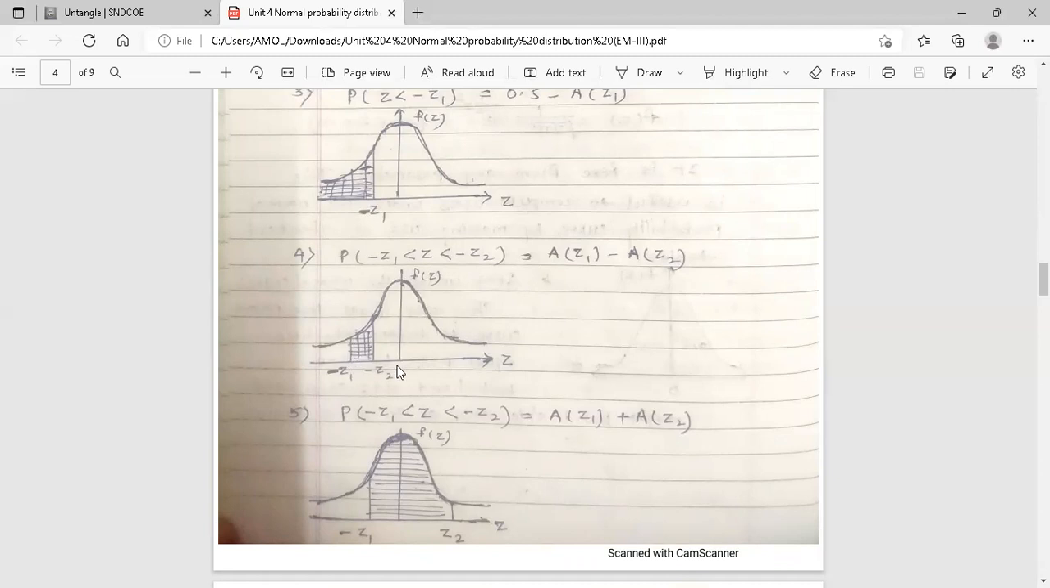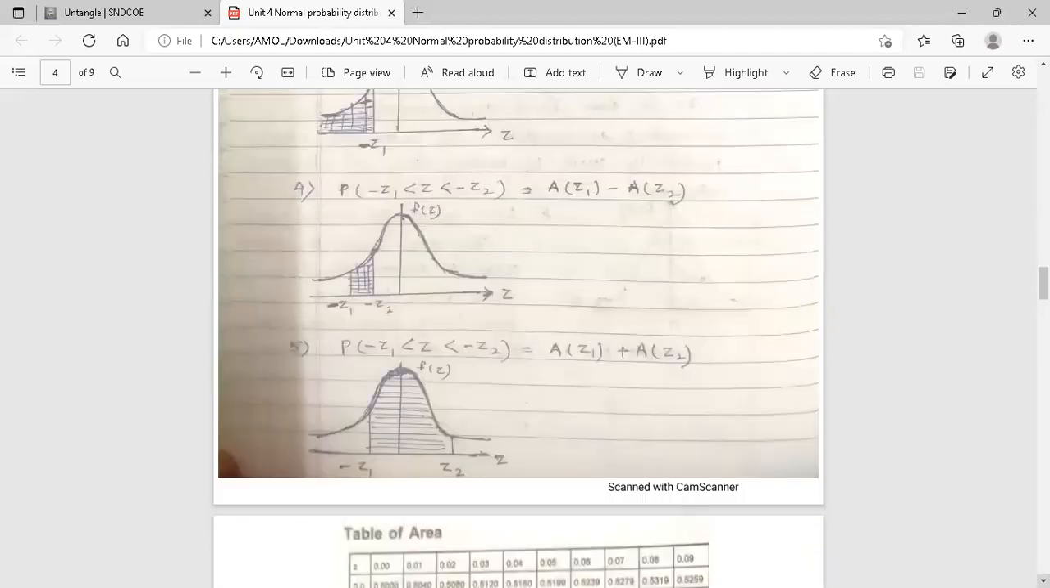That will be the probability between Z1 and Z2. So how to calculate the area of this shaded portion? Area of Z1 is a big portion, minus area of Z2. Area of Z2 is this blank portion here on the LHS side. So the formula is area of Z1 minus area of Z2. That will give you the probability between minus Z1 and minus Z2. Both are negative, so both lie on the LHS side, so subtract the area between these two.